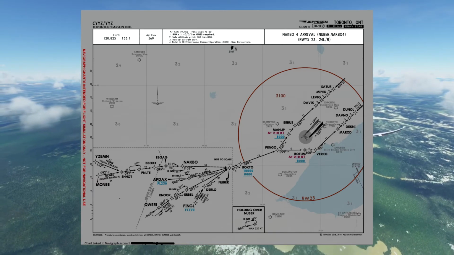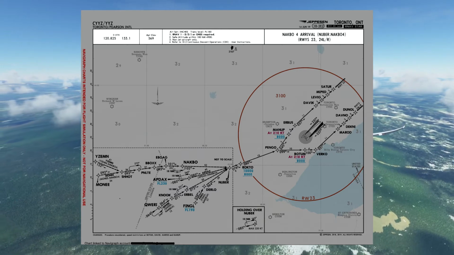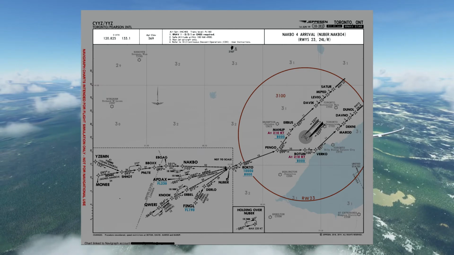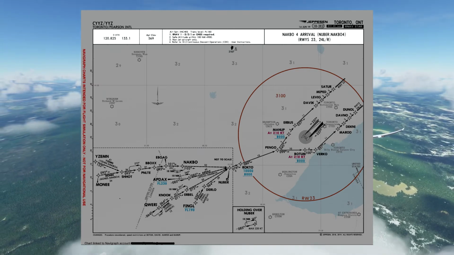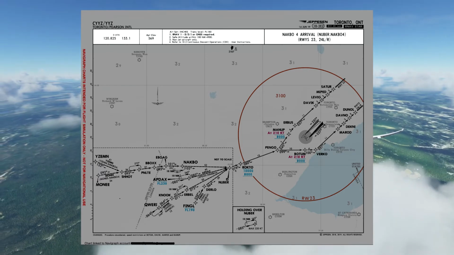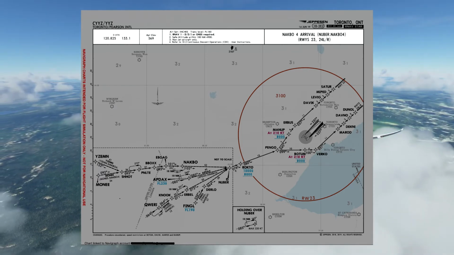And the next block over on the right tells you the name of the approach. So it's the NACBO 4 arrival. And you can see next to it, it says NACBO 4 Bravo. And then underneath for runways, 23, 24 left, and 24 right.